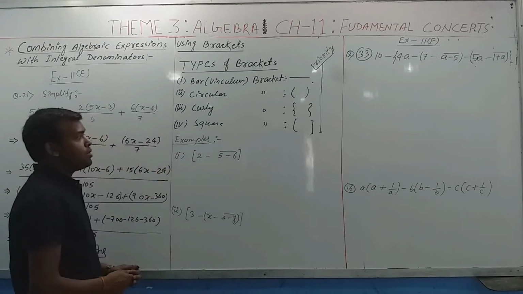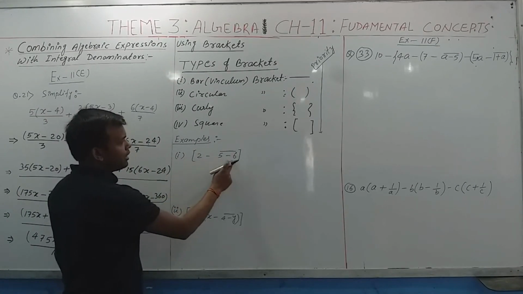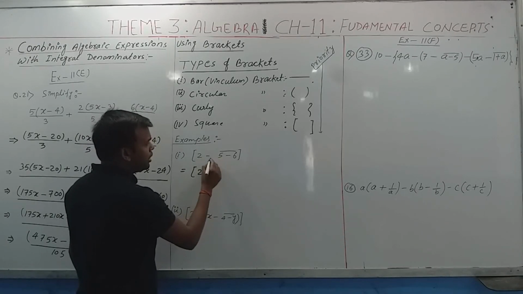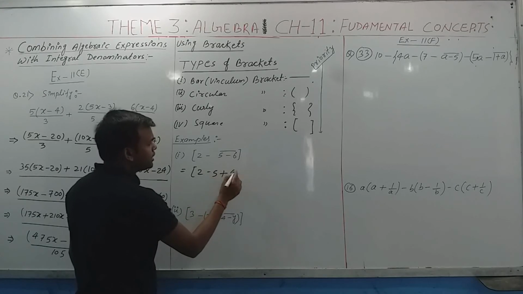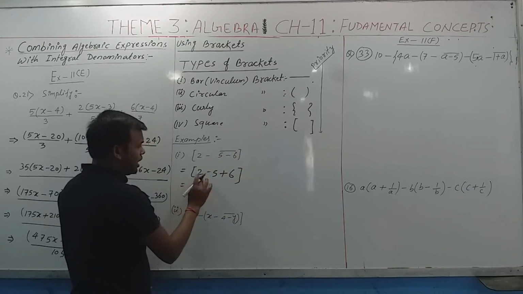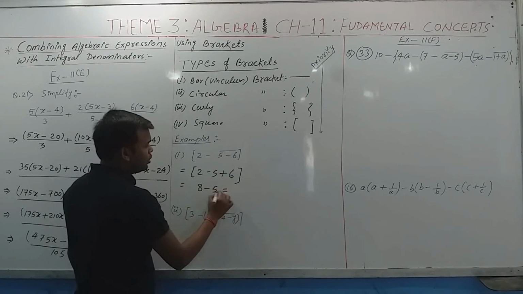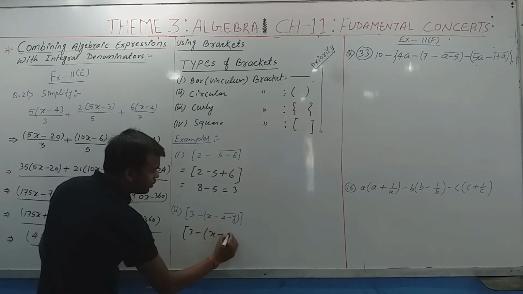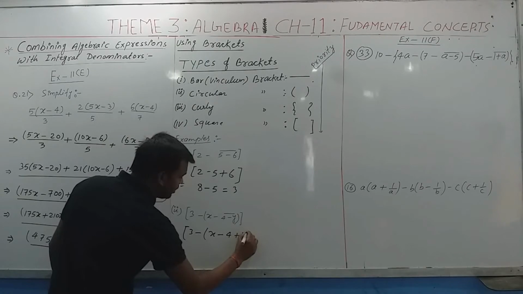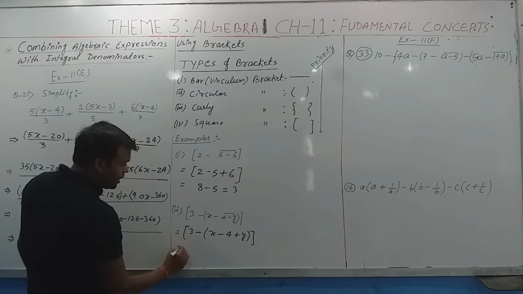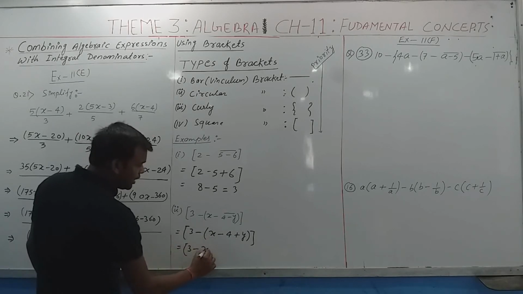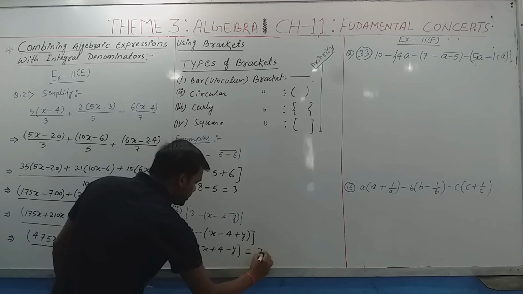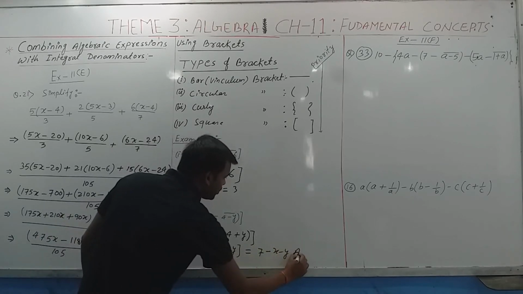Now see, I have considered some examples. Take 2 minus (5 minus 6). The minus is multiplied with both terms inside: minus 5, and minus times minus 6 is plus 6, then remove the bracket. 6 plus 2 is 8, minus 5 is 3. Similarly here, 3 minus x, and minus times minus 4 becomes plus 4, minus y. Then 4 plus 3 is 7, and minus x and minus y. This is your answer.